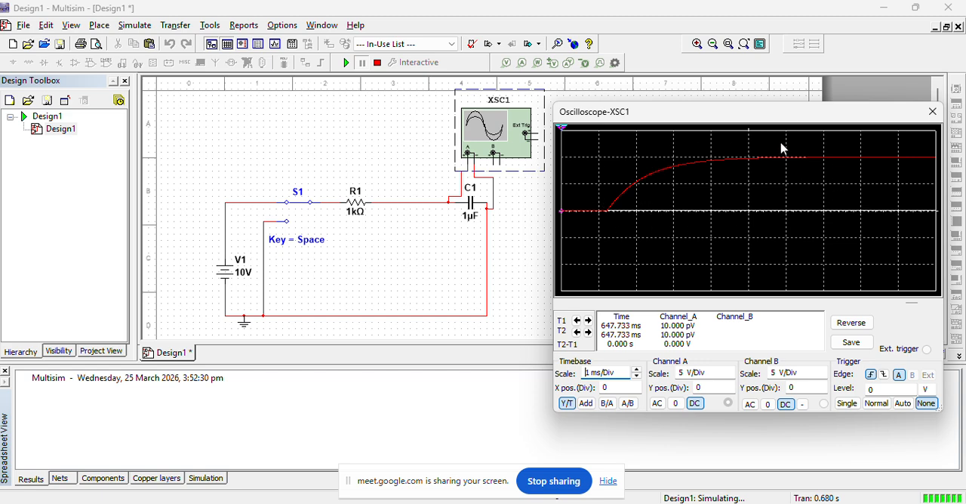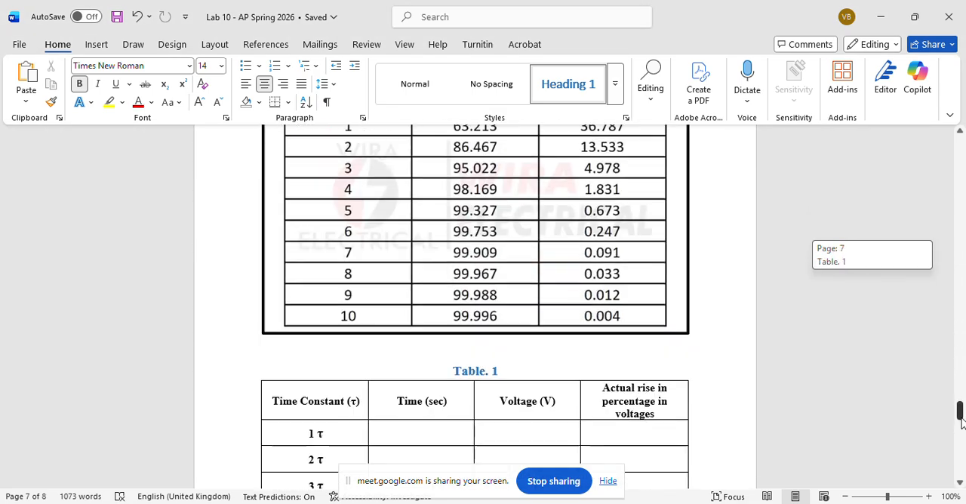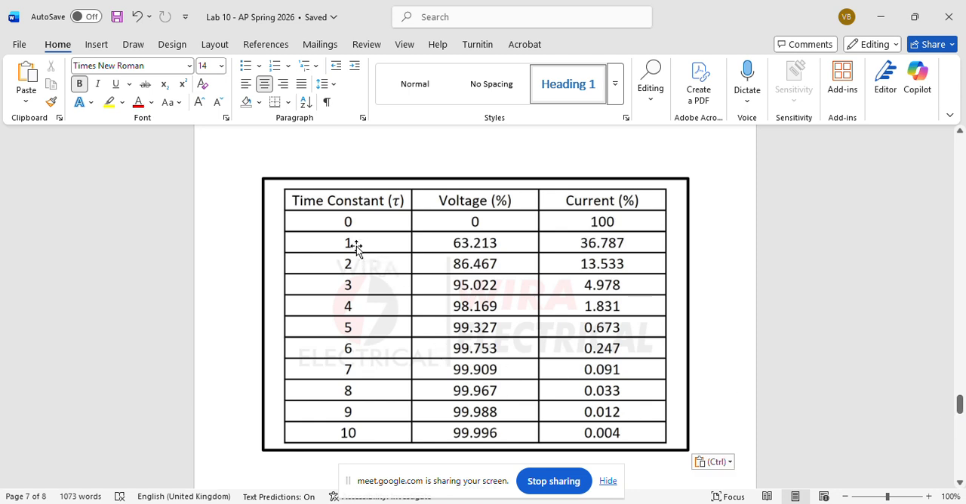Number one, this is not a straight line. This is increasing, but in an exponential way. Number two, we have to verify these values. After one time constant, this should be 63%. So as per our supply voltage, the capacitor should have 6.3 volt.